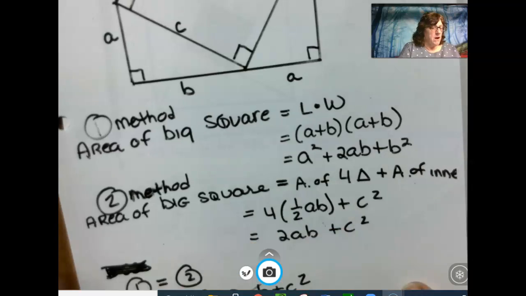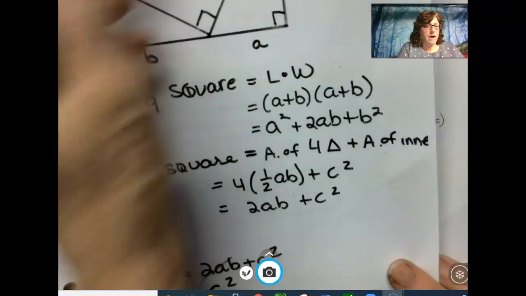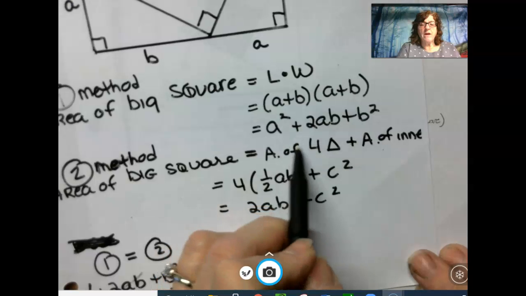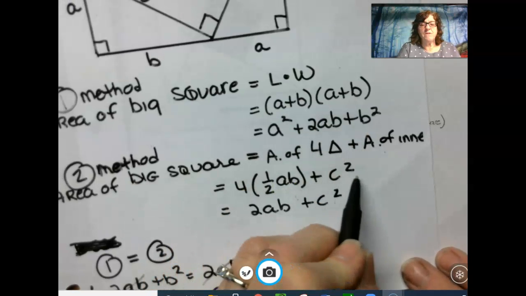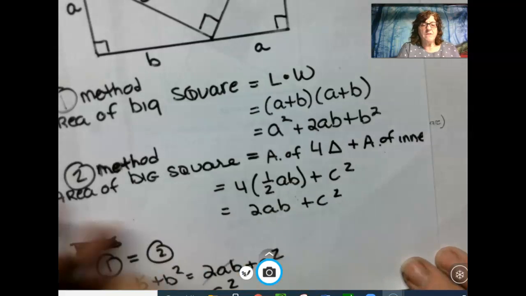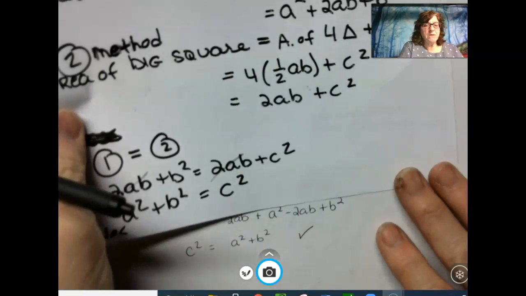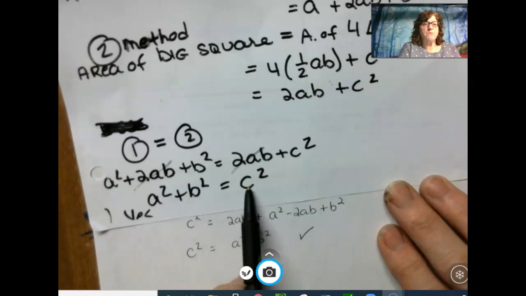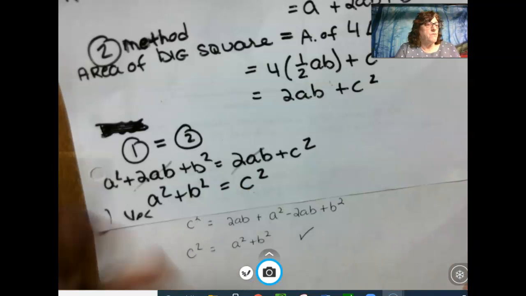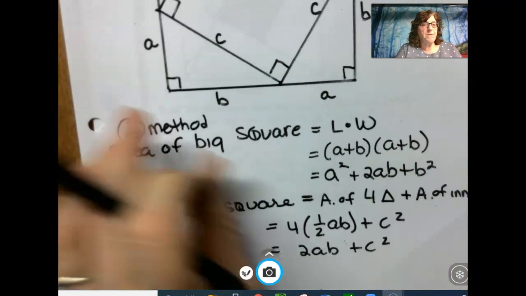And then the area of the inner parts would be the 4 triangles in the inner square, which was 4 times 1/2 AB, plus C squared. Simplifies to this. And so when I put them all together, I can simplify the equation to a squared plus b squared equals c squared. So those are two proofs of the Pythagorean theorem.